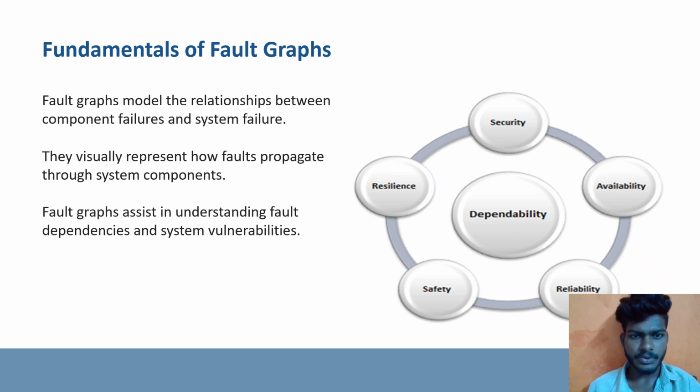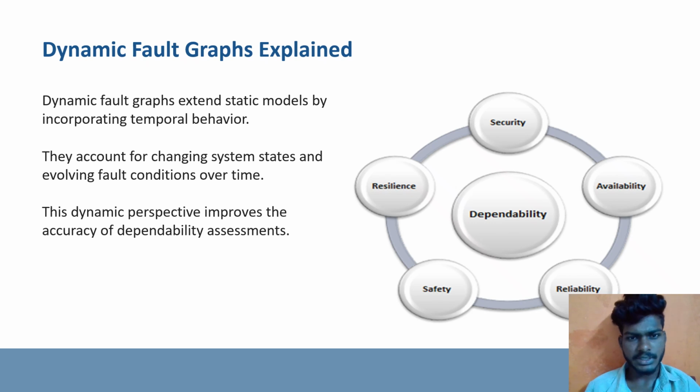Fundamentals of fault graphs. Fault graphs model the relationships between component failures and system failures. They visually represent how faults propagate through system components. Fault graphs assist in understanding fault dependencies and system vulnerabilities.